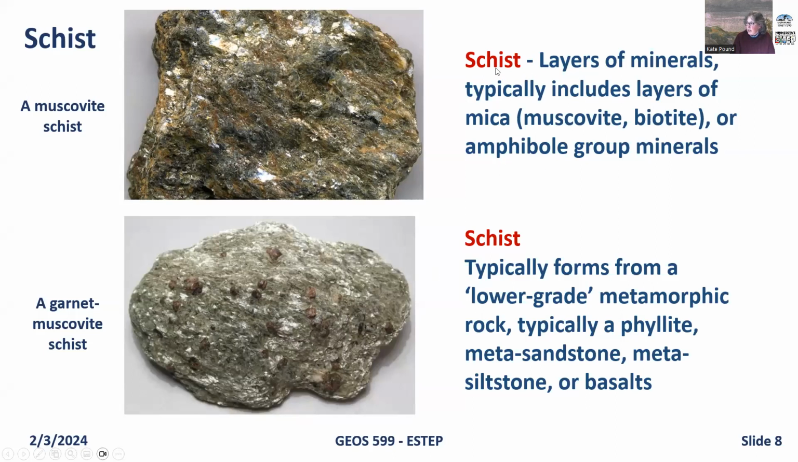So a reminder, schist is layers of minerals, and typically a schist will include layers of mica, the muscovite or biotite. Sometimes it will be amphibole group minerals. That would be a very dark colored schist. That would typically be derived from something like a basalt or a gabbro. So schist typically develops from a lower grade metamorphic rock, something like a phyllite, maybe a metasandstone or a metasiltstone, or basalts. So that's schists.